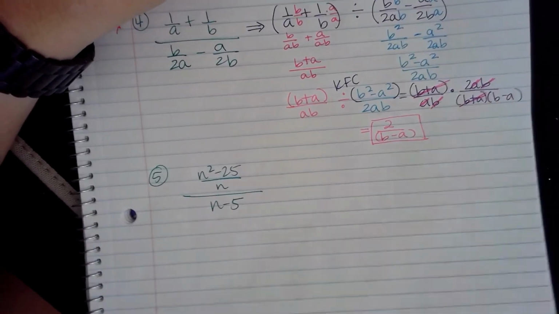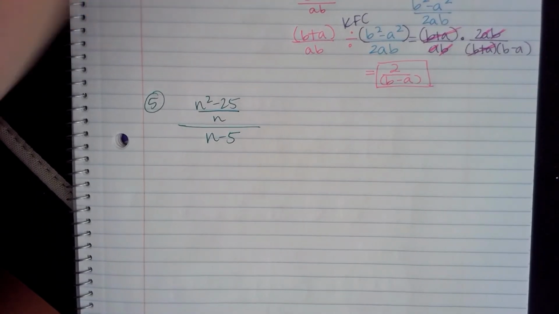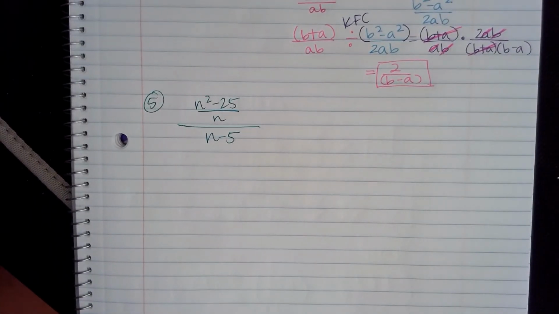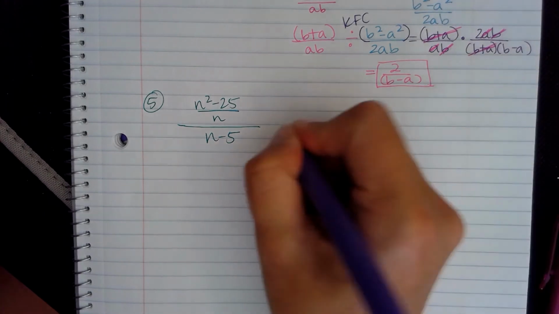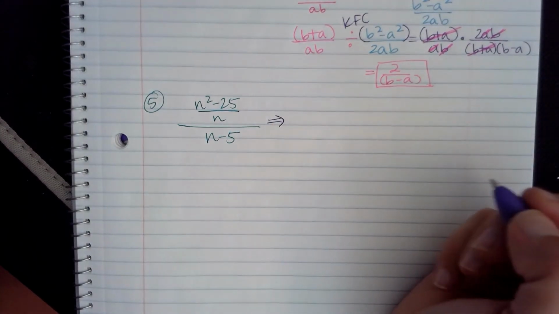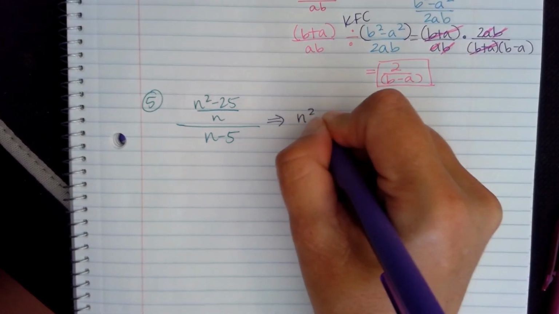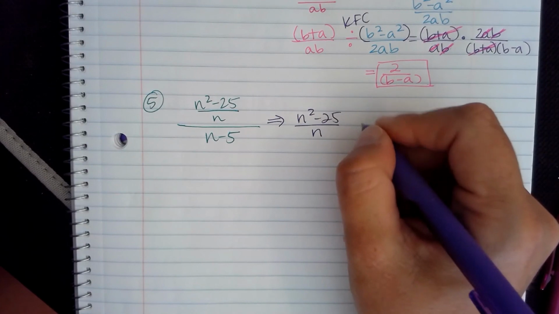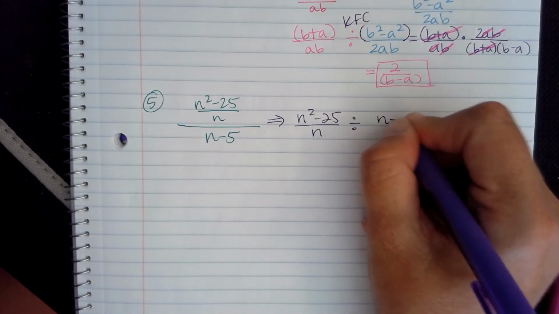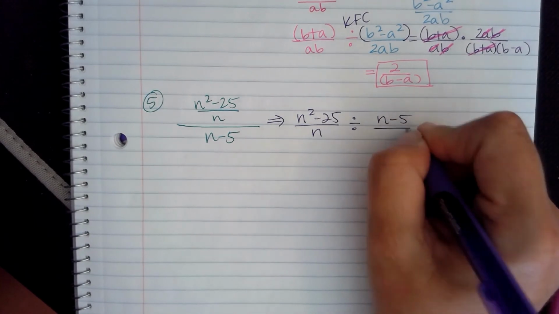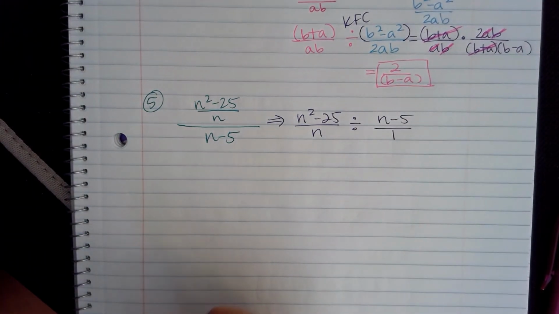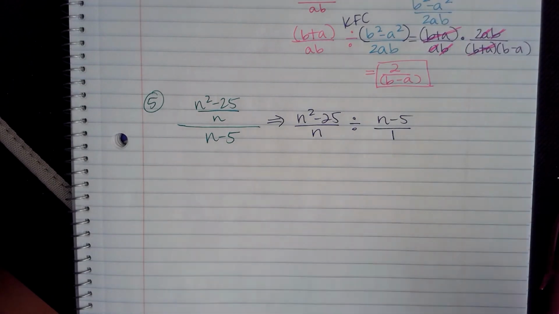All right. Last one. You guys are going to try number 5. Go ahead. All right. So this one was just a little different. Actually, it was a lot easier than the last one, but this one turns into n squared minus 25 over n divided by n minus 5, or n minus 5 over 1. That might have helped you if you wrote it like that.